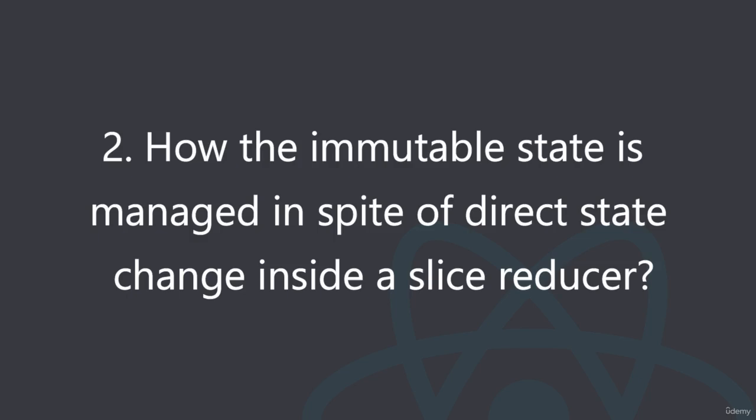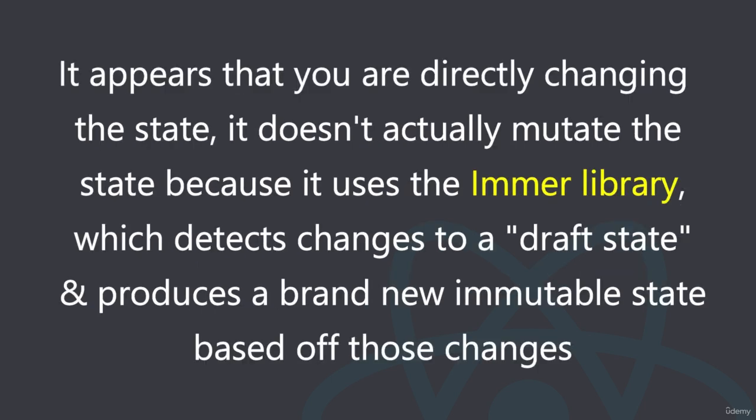The second question is how the immutable state is managed in spite of direct state change inside a slice reducer. So here I would like to attach this reference which I mentioned earlier, that it appears that you are directly changing the state, but it does not actually mutate the state because it uses the immer library which detects changes to a draft state and produces a brand new immutable state based off those changes.